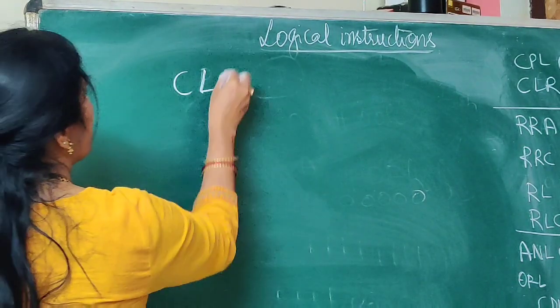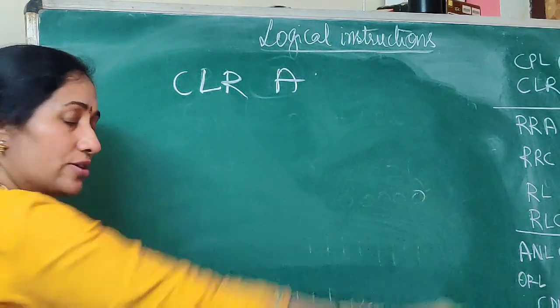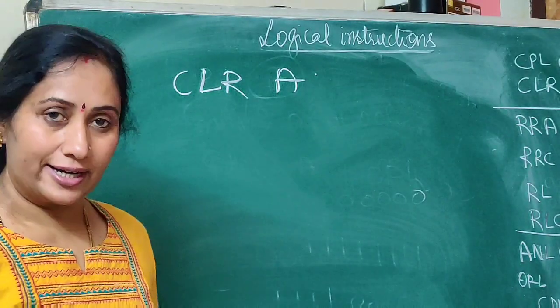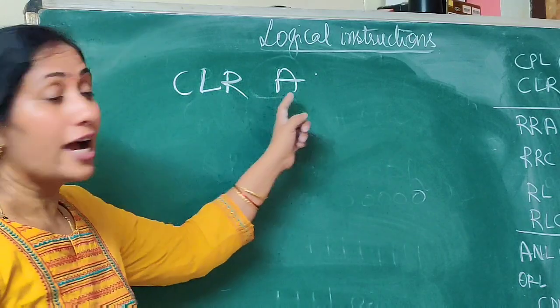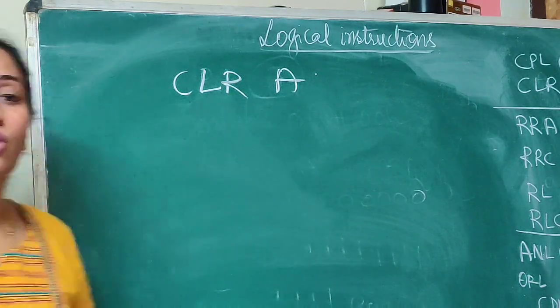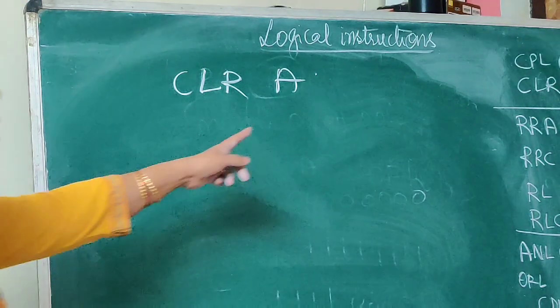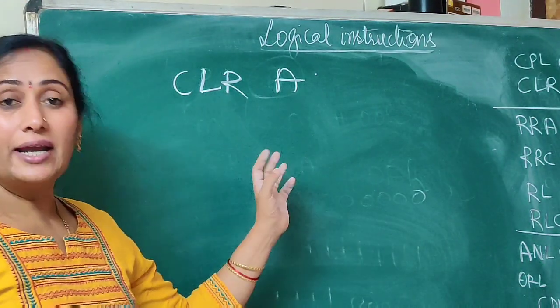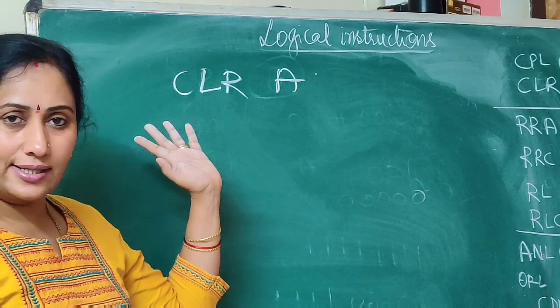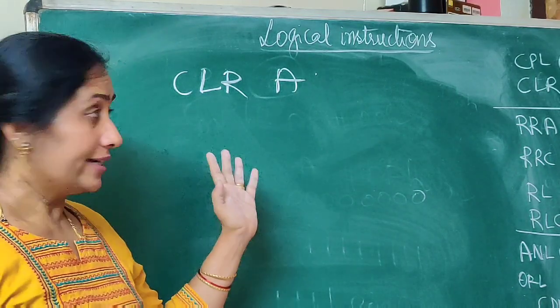Again, this particular instruction is going to work only on the contents of the accumulator. Clear the accumulator. So what's going to happen here? Whatever data is loaded in the accumulator will be made equal to 0 when this instruction gets executed. So this is going to be the clear instruction.